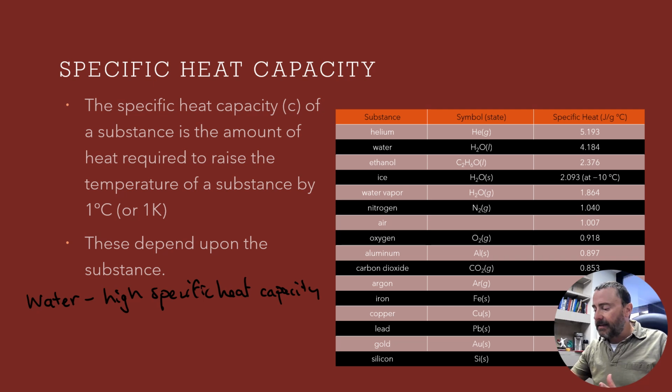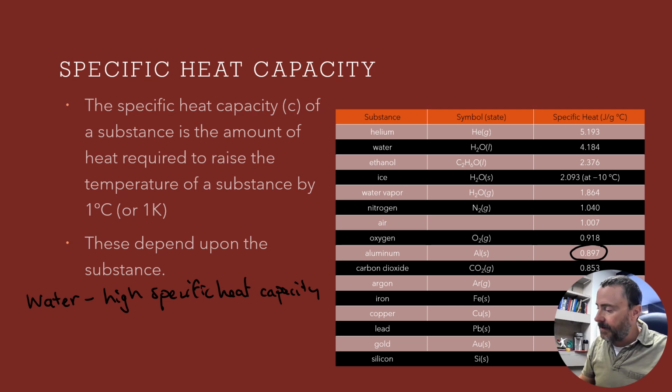Whereas if you look at things like aluminum, aluminum has a specific heat capacity of 0.897. That's a very low number in comparison. Think about putting an aluminum pan onto the stove and turning the stove on. It does not take very long for that pan to heat up. That's because of its low specific heat capacity.